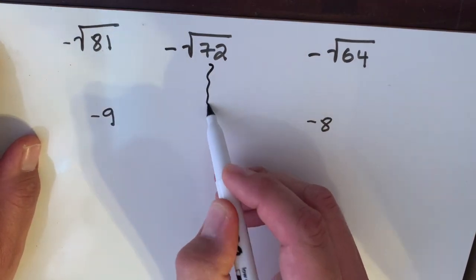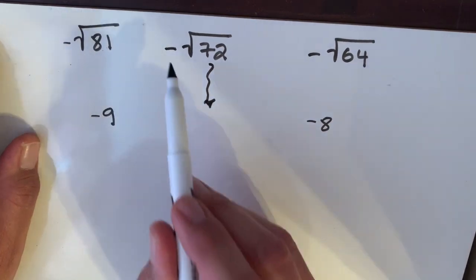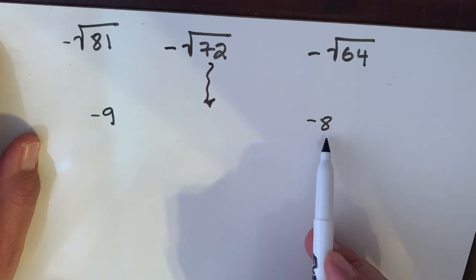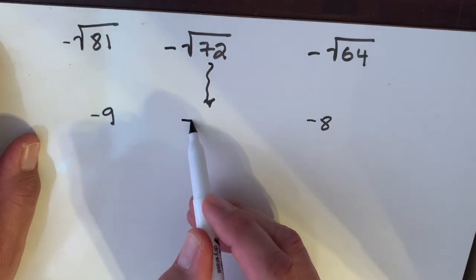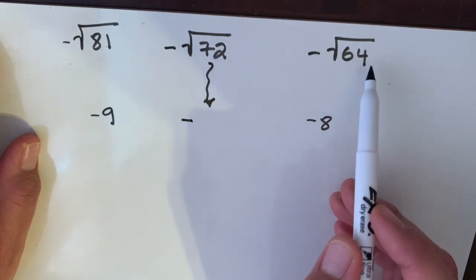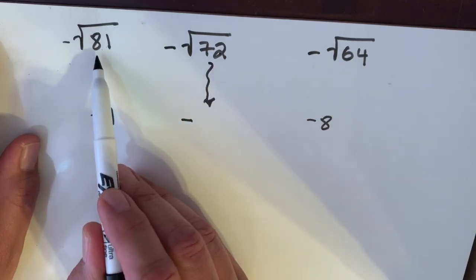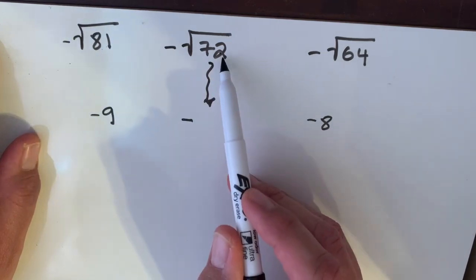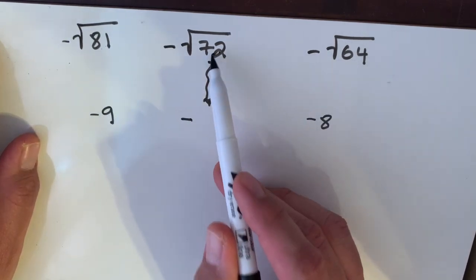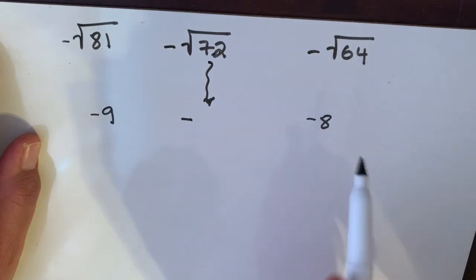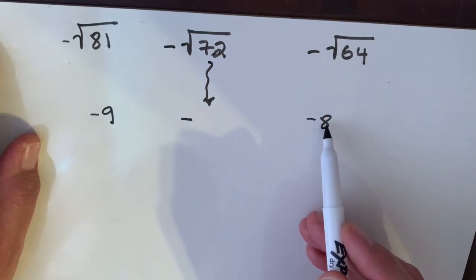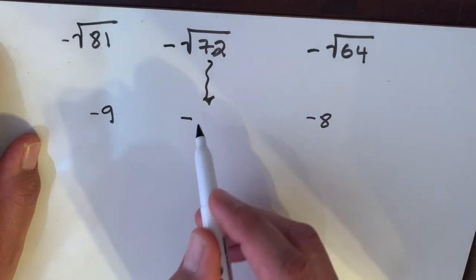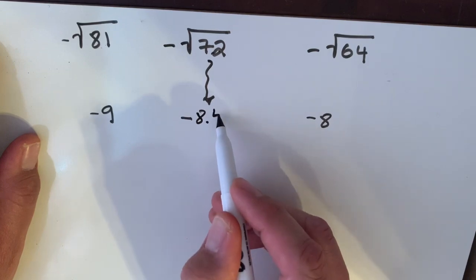So the negative square root of 72 has to be somewhere between -9 and -8, right? So, let's see, is 72 closer to 64 or closer to 81? Well, it's 9 numbers away from 81, and it is 8 numbers away from 64, so slightly closer to -8, right? So I would go, this is going to be approximately -8.4.